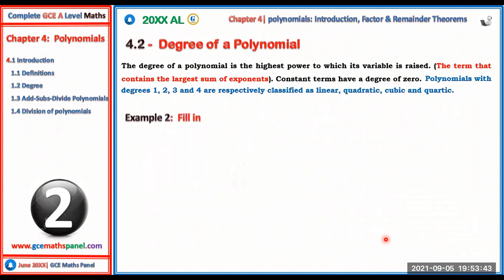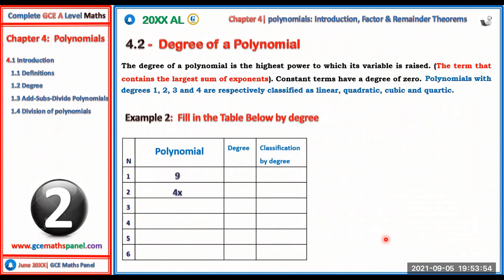Now let's take an example. Fill in the table below. We are going to use the same table that we used previously, but this time we are concerned with the degree of the polynomial that has been given. So we have the following.